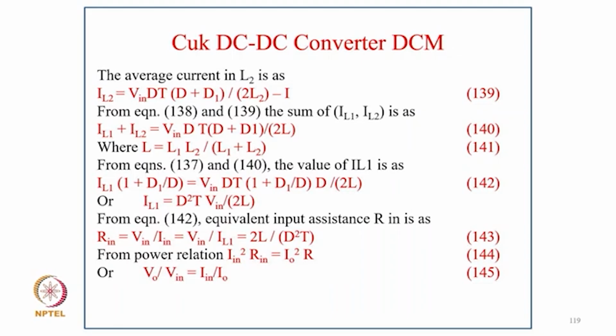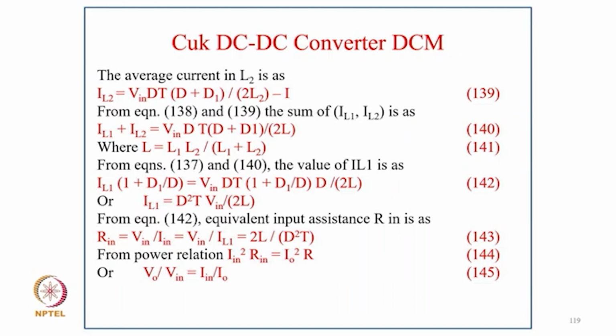divided by 2L, where L equal to L1 L2 divided by L1 plus L2, the combination of L1 and L2. From this, IL1 equal to Vin dt in bracket (1 plus d1 upon d) into d upon 2L, or IL1 equal to d square t Vin upon 2L. From this relation, the equivalent resistance Rin is Vin upon Iin, that is Vin upon IL1, and that is 2L divided by d square t, and from the power relation Iin square Rin equal to Io square R.